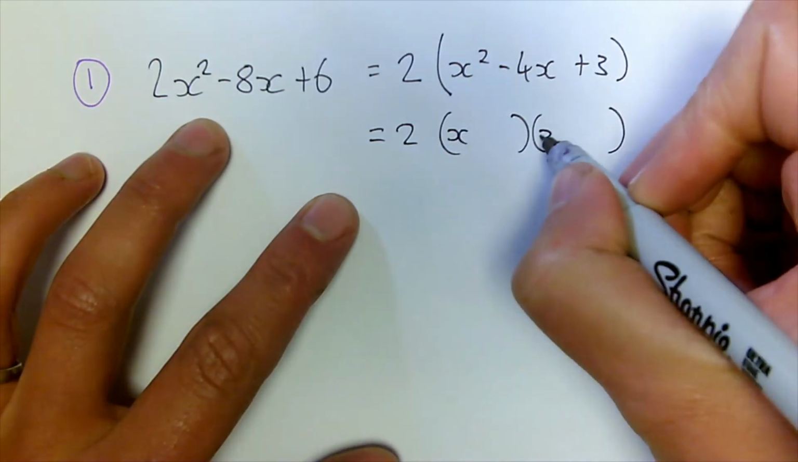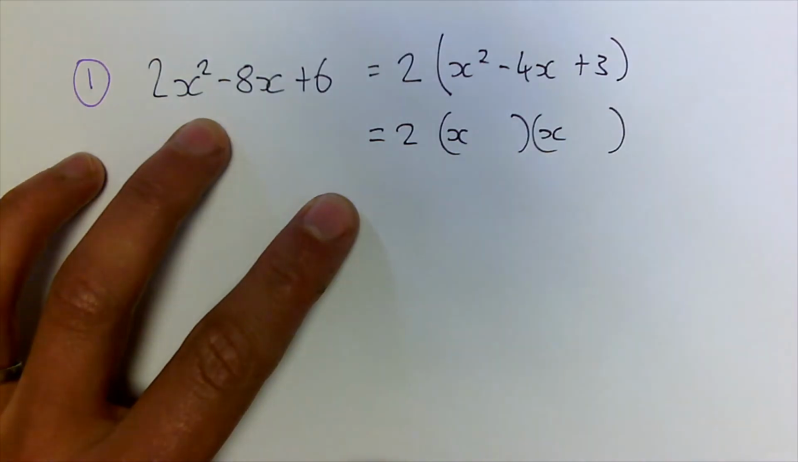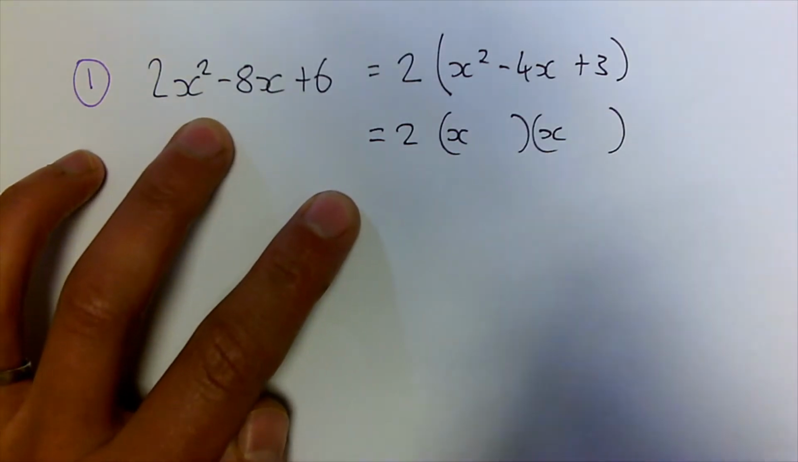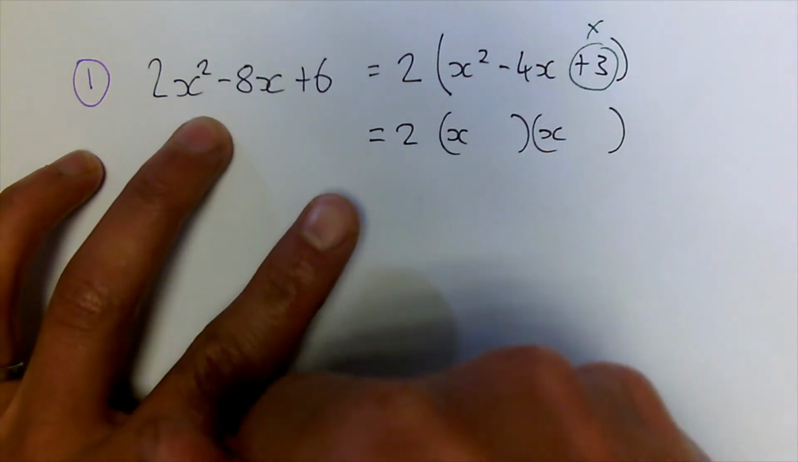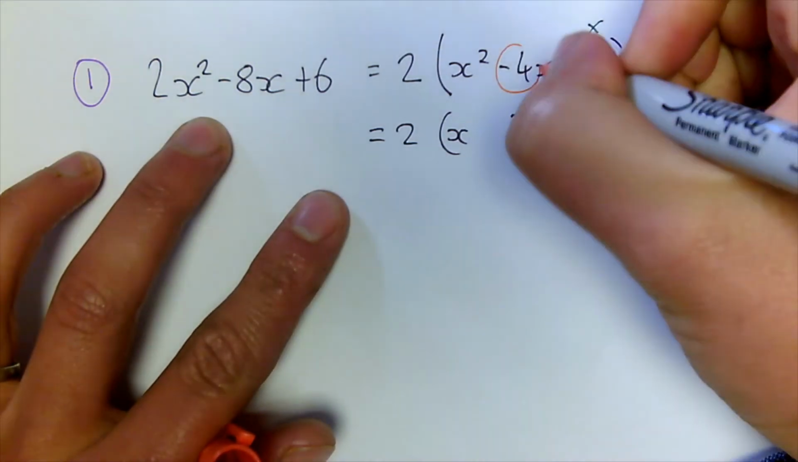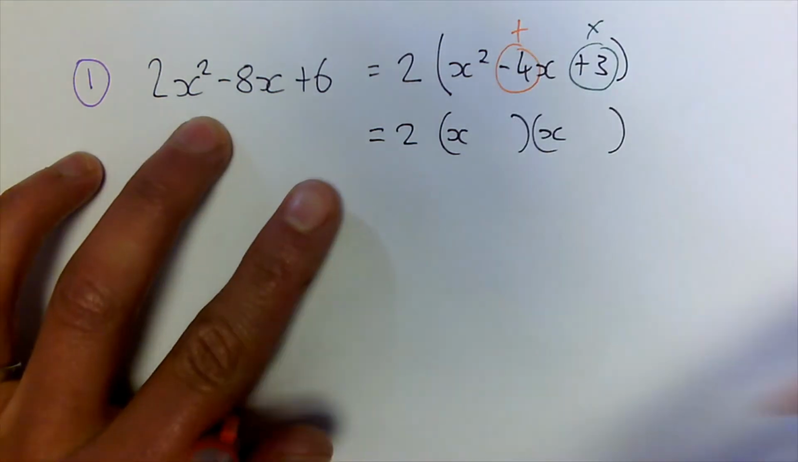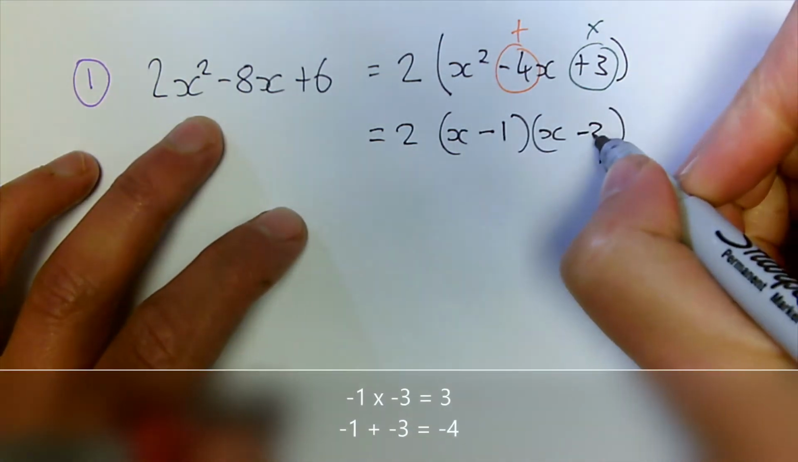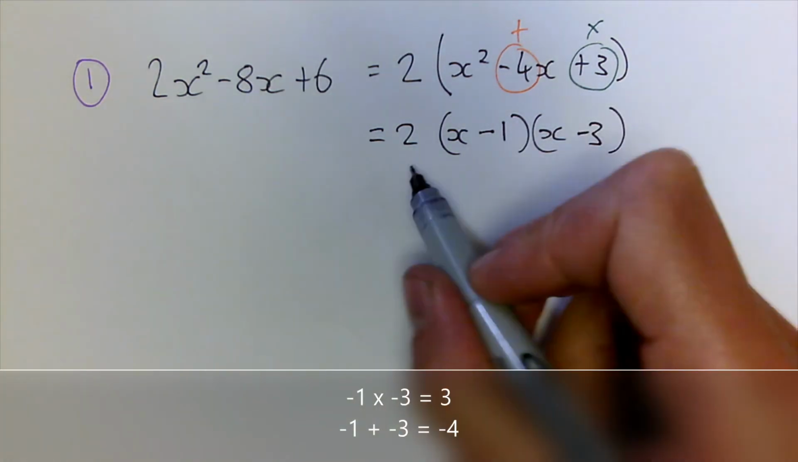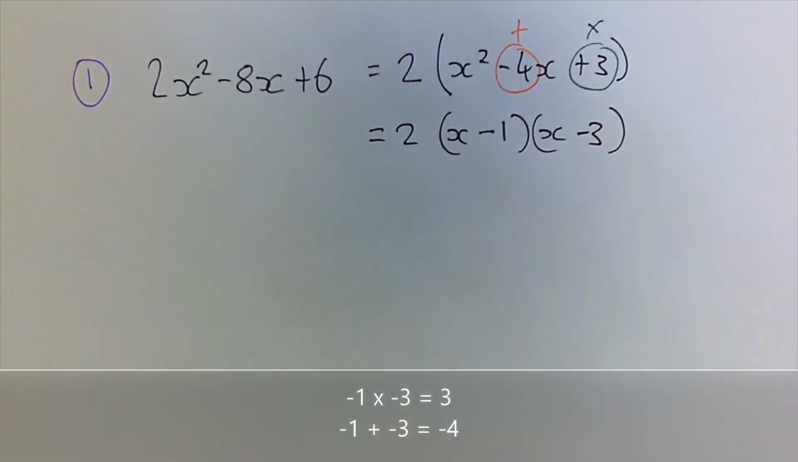So we've got x and x there because the product of x and x is x squared. And we're looking for 2 numbers that multiply to plus 3, but the sum of those numbers is negative 4. And those numbers are negative 1 and negative 3. And we could check that expansion and see if we get the original one.